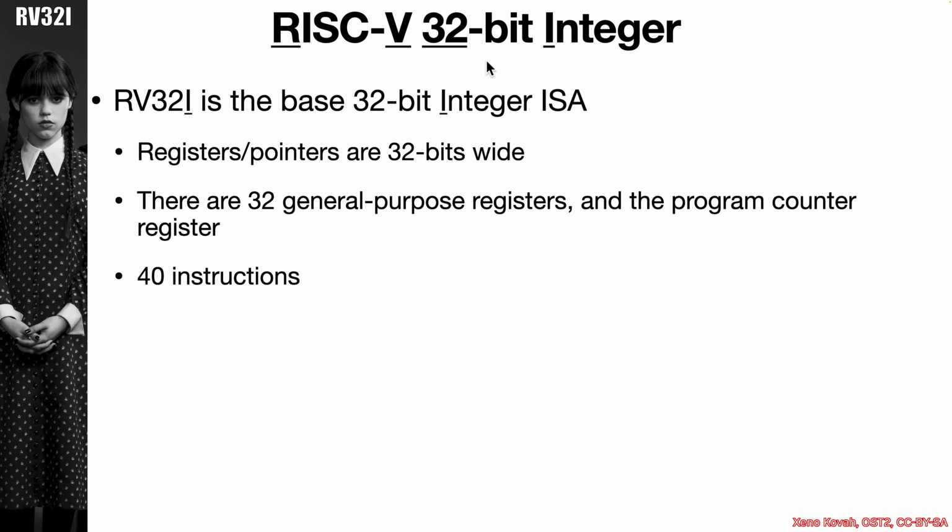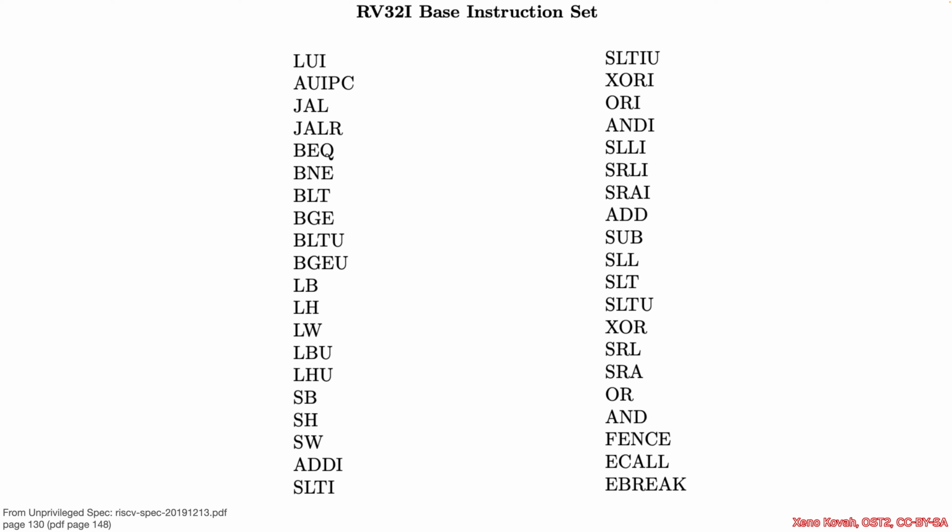In the RV32I integer ISA, you have 32-bit pointers, and all the registers and pointers are 32 bits wide, and there are 32 general-purpose registers and a single special-purpose program counter register that points at the next instruction to execute. And there are 40 instructions in this RV32I ISA. So these are the instructions we're going to be learning about throughout the class. They actually break up into different groups. So here we've got some loads, here we've got some stores, we've got some arithmetic, Boolean operations, and so forth. So we'll learn about all that throughout the rest of the class.